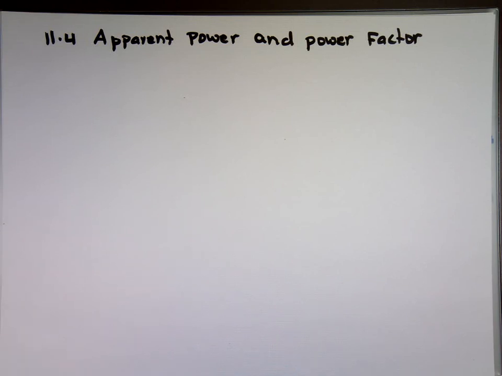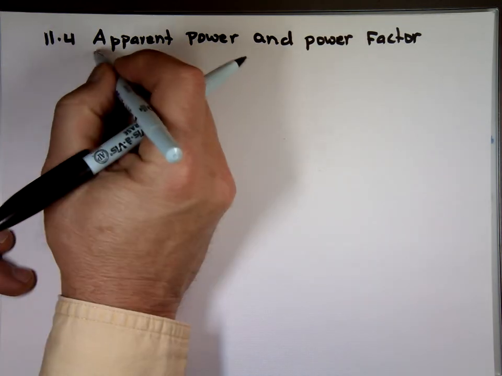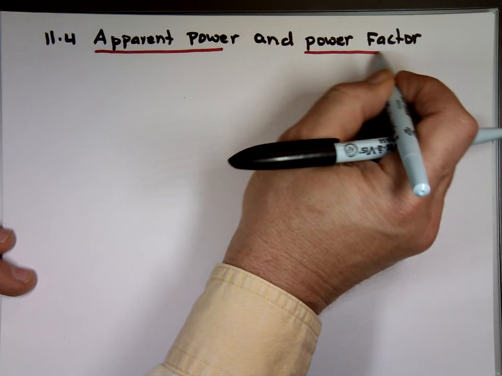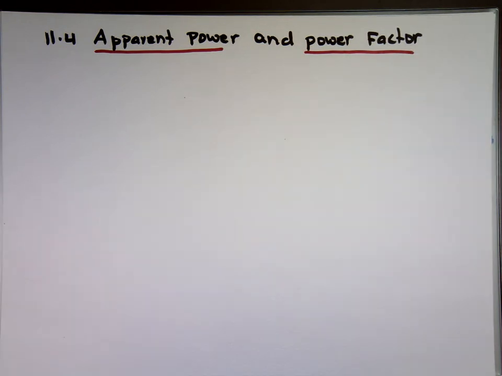There are two terms here we never discussed before. One is called the apparent power, and the other one is the power factor. So these are new to us. This is your first time seeing them.